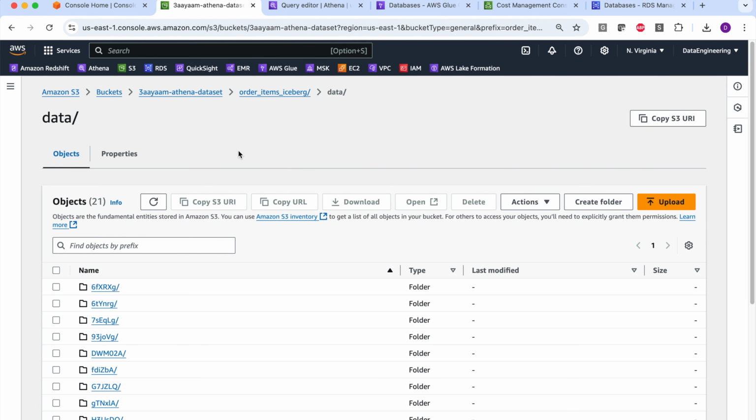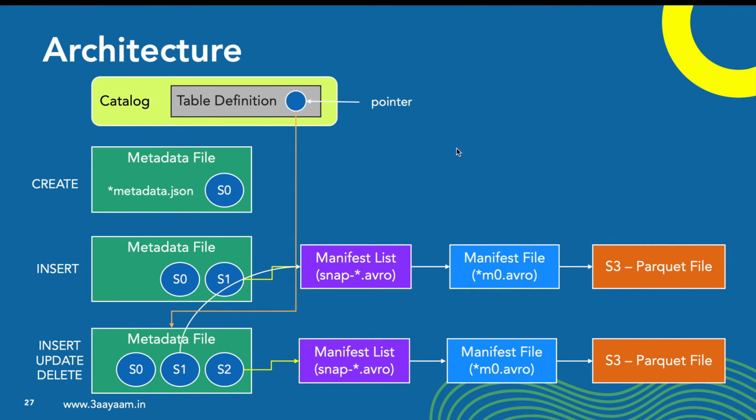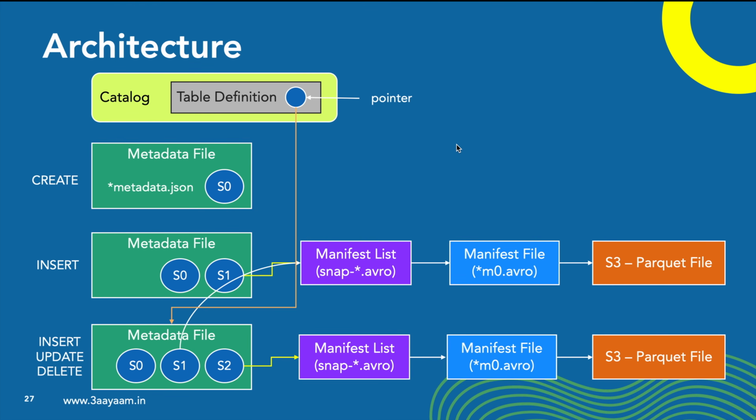Now there might be a question: is it the case that for every update, insert, delete there would be one file created? The answer is no. It's not that for every update, insert, delete one file would be created. Iceberg would handle it itself. So if you're doing a lot of updates at one go, then those will actually be put in a single file. So that's how Iceberg works.